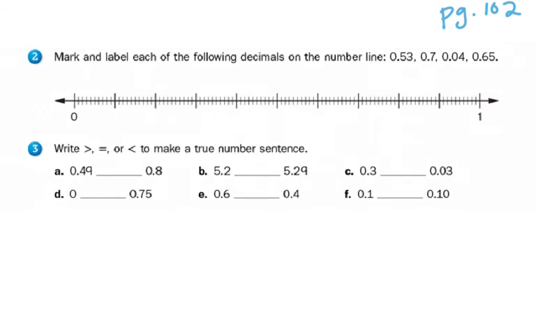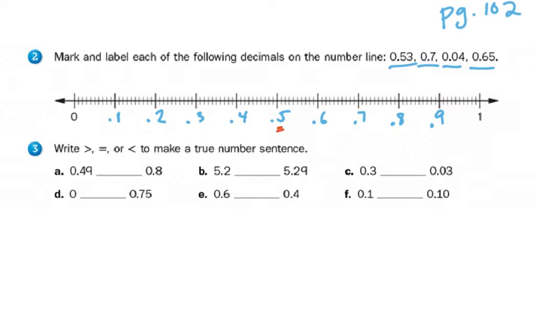53/100, 7/10, 4/100, and 65/100. So let's go ahead and start with 53/100. In your math journal, go ahead and label this as 1/10, 2/10, 3/10, 4/10, 5/10, 6/10, 7/10, 8/10, 9/10. Now what we'll do is we'll label 53/100.